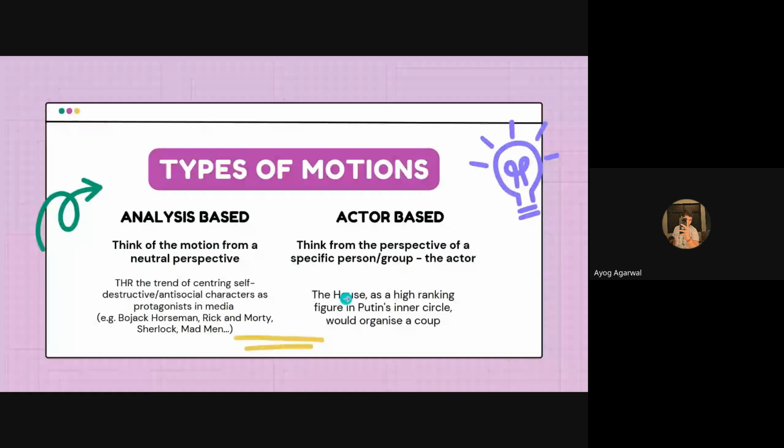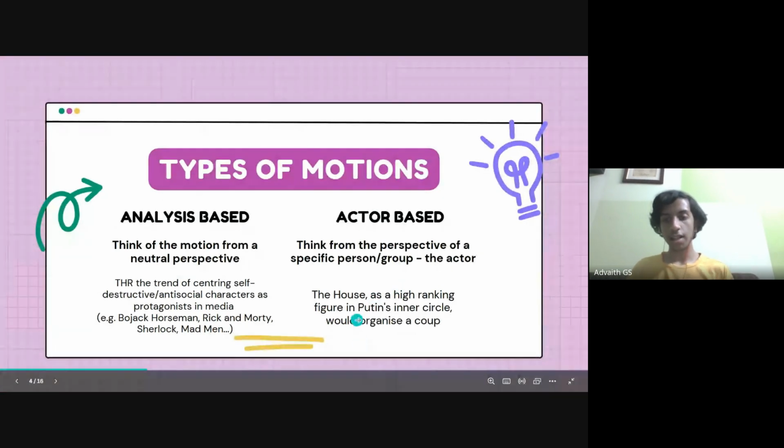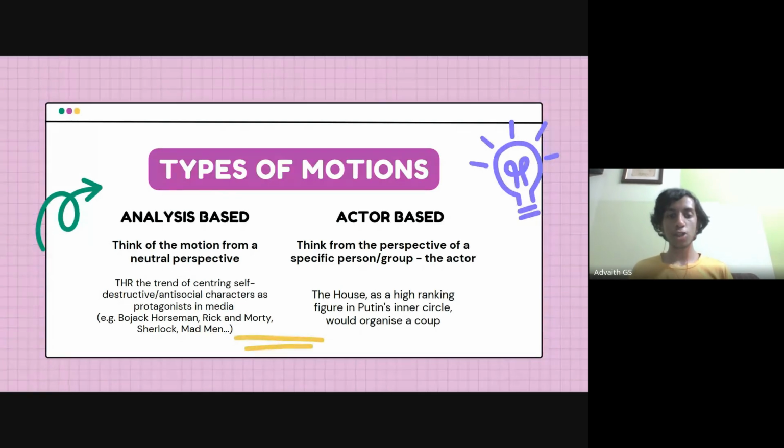Going deep into the motion to understand it deeply, in this one you should be able to define what a high-ranking figure in Putin's inner circle means, and second, what you mean by a coup. These are two things that should be clear in your mind. You should explicitly mention them in the debate so that both sides understand what they're going to debate on.